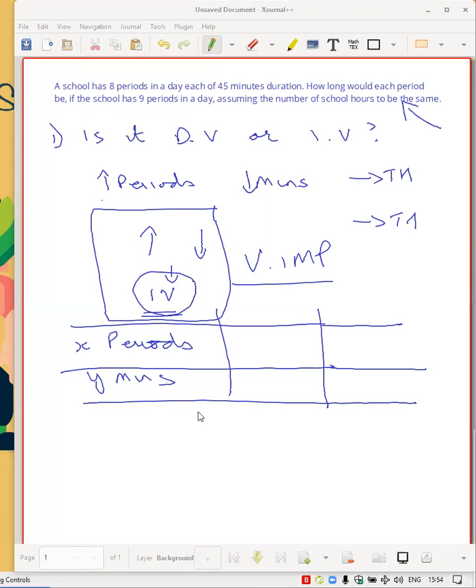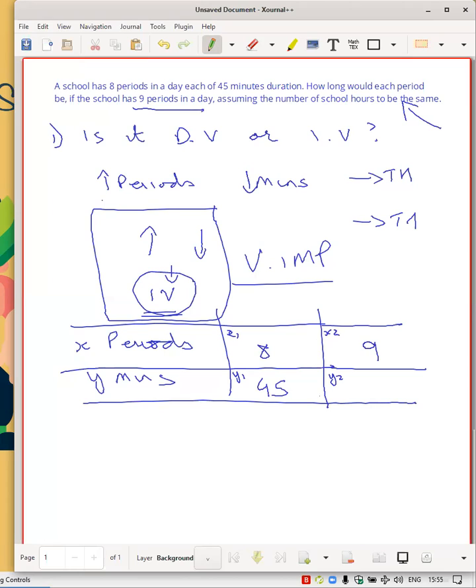Sara, tell me, what do I do? What is the value of x here in the periods? 8. And what about minutes, the y value? 45. This is x1 and y1, remember we were doing x1 and y1? And this will become x2 and y2. Because we have 8 periods, now we need to find out for 9 periods. So x2 is 9, and we need to find the value of y2. Assume y2 to be x.